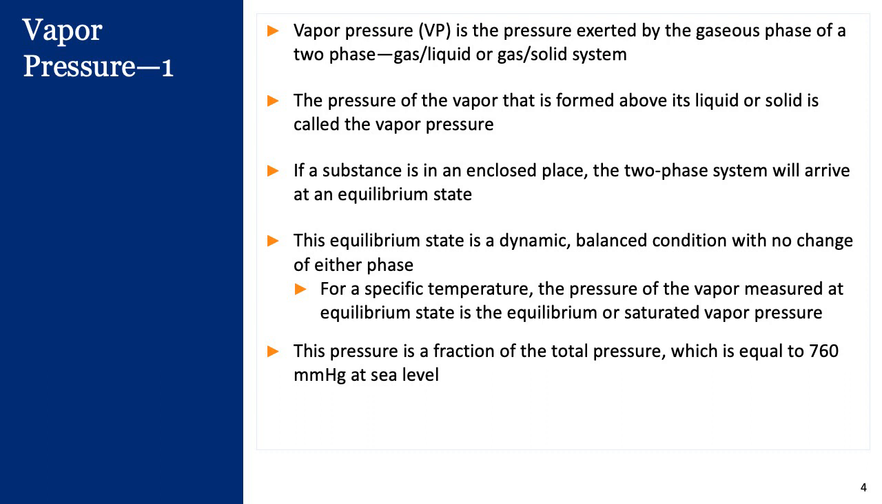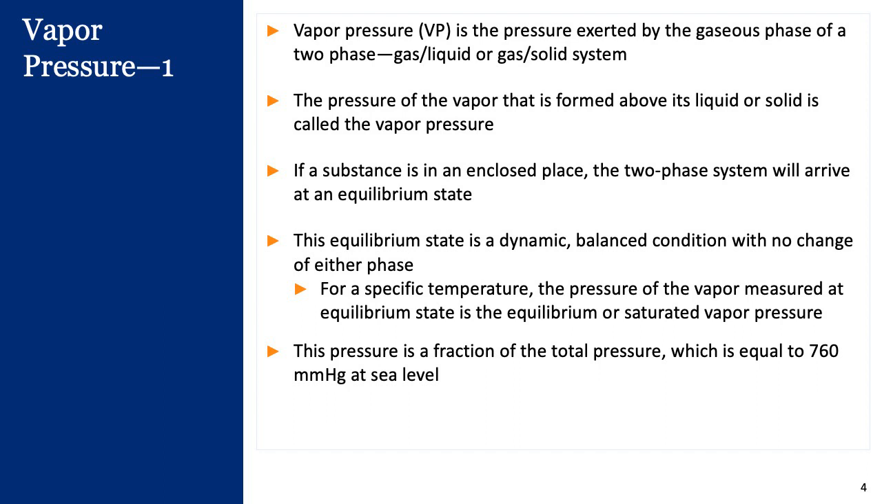So the first one is based on the idea of vapor pressure that you're all familiar with. Just to briefly review, the vapor pressure is the pressure exerted by the gaseous phase of a two-phase system, a gas-liquid or gas-solid system. The pressure of the vapor that is formed above its liquid is called the vapor pressure. You can imagine there is a pool of some volatile substance, let's say toluene or benzene, and some of these benzene molecules escape from the liquid phase and get into the air above it.